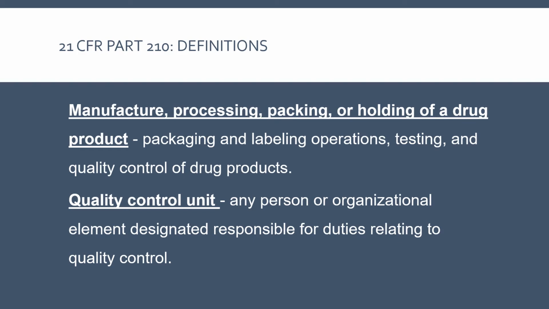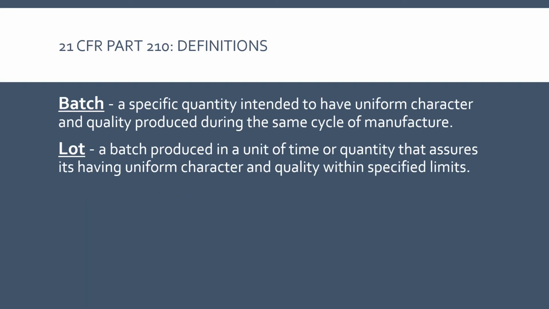A quality control unit is defined in the regulation as any person or organizational element designated responsible for the duties relating to quality control. A batch refers to a specific quantity intended to have uniform character and quality produced during the same cycle of manufacture. And lot is a batch produced in a unit of time or quantity that assures it having uniform character and quality within specified limits.